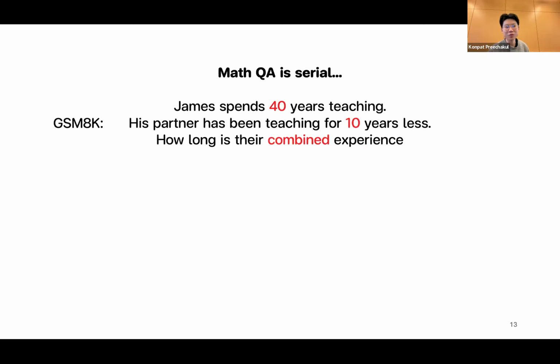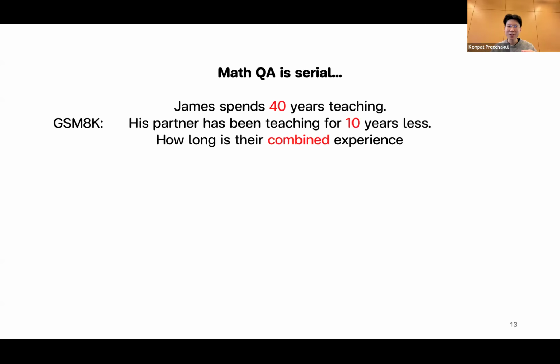And there are many good examples of these. First of all, math QA, right? Math question answering. Let me give you an example from GSM8K, which is a relatively simple math benchmark. James spent 40 years teaching. His partner has been teaching for 10 years less. How long is their combined experience?